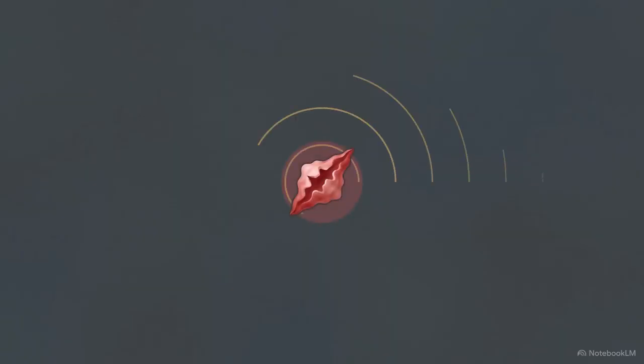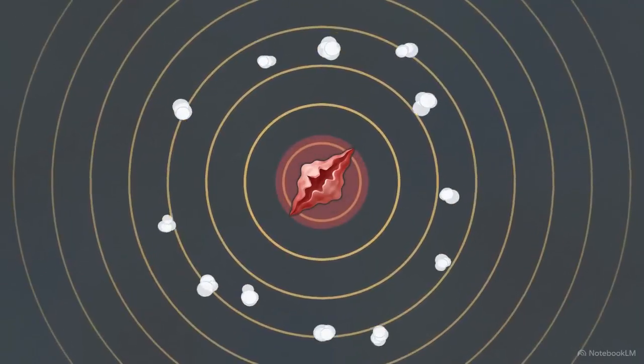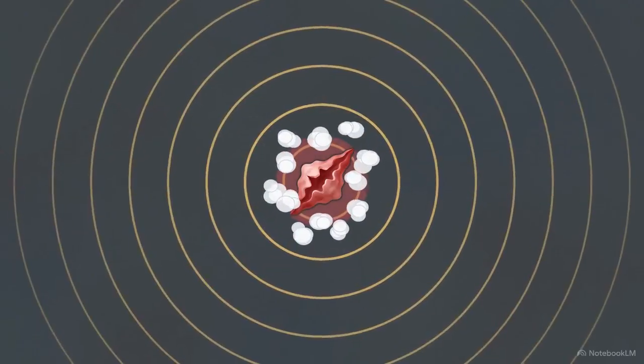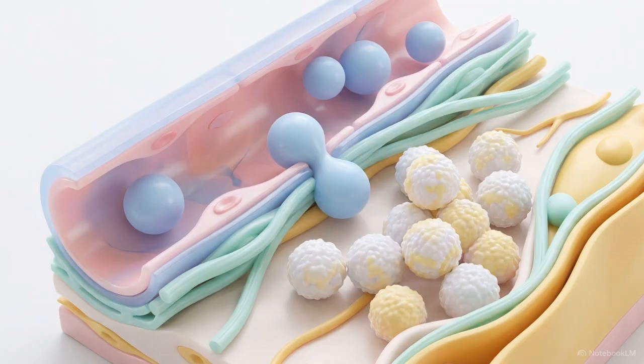Once outside the vessel, these neutrophils follow a chemotactic concentration gradient, moving directly toward the highest concentration of inflammatory markers at the site of the capsular tear. Within the first 48 hours, they are joined by monocytes migrating from the blood.